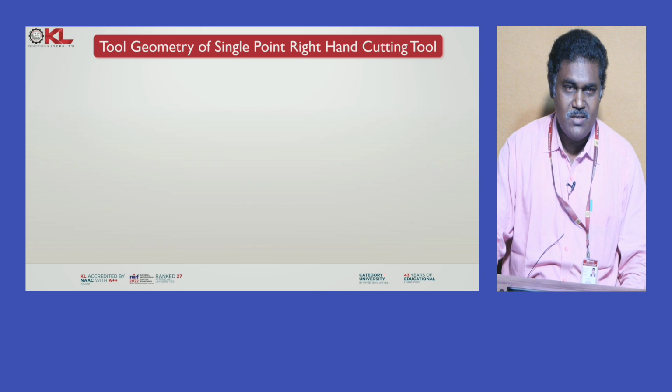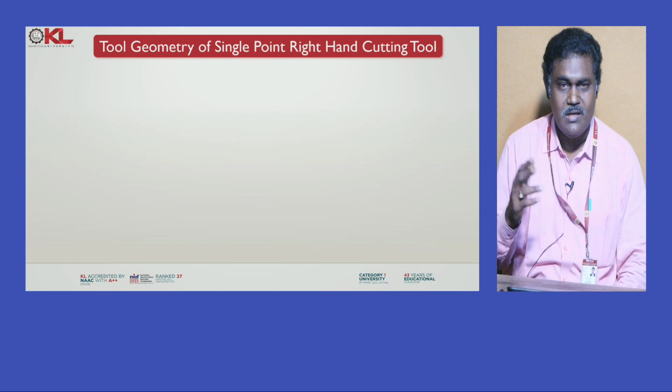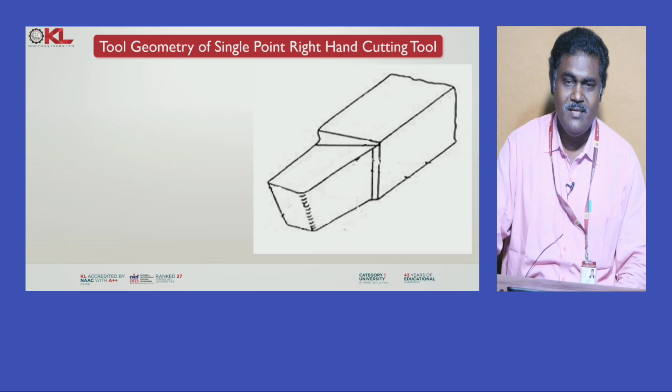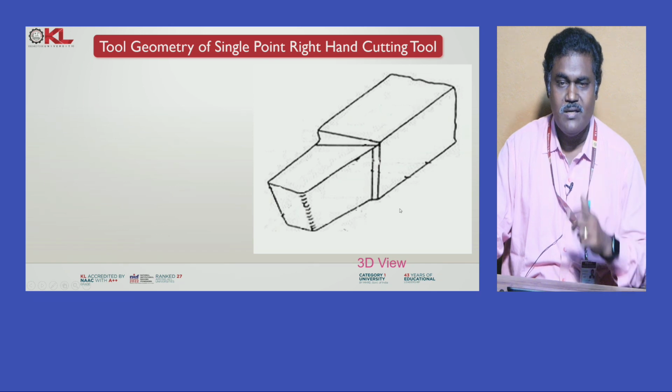So, now let us see the tool geometry of the single point right hand cutting tool. Actually, this cutting tool has a left hand and a right hand version. Now, I am going to explain the right hand cutting tool, how it looks like. First, we will see the 3D image. Now, you can see that this is the 3D view of the single point cutting tool.